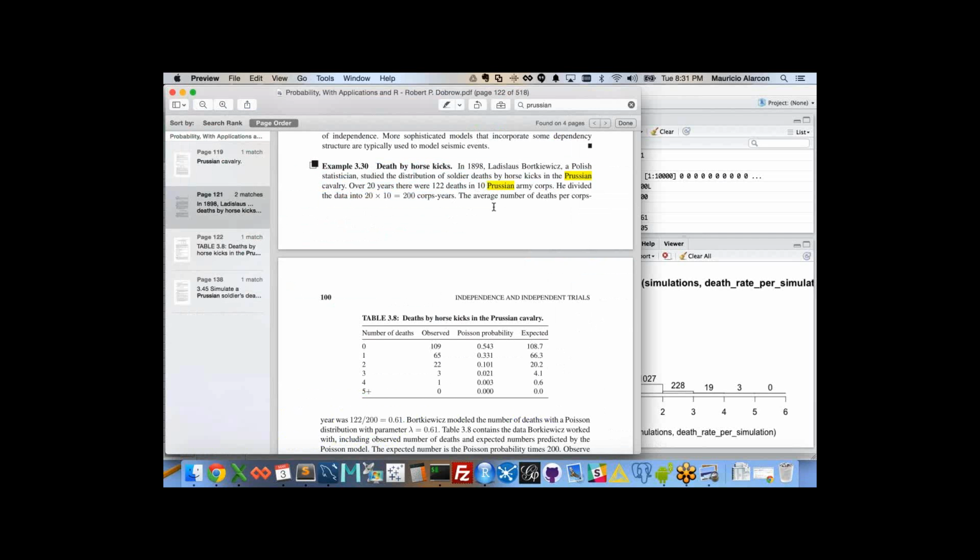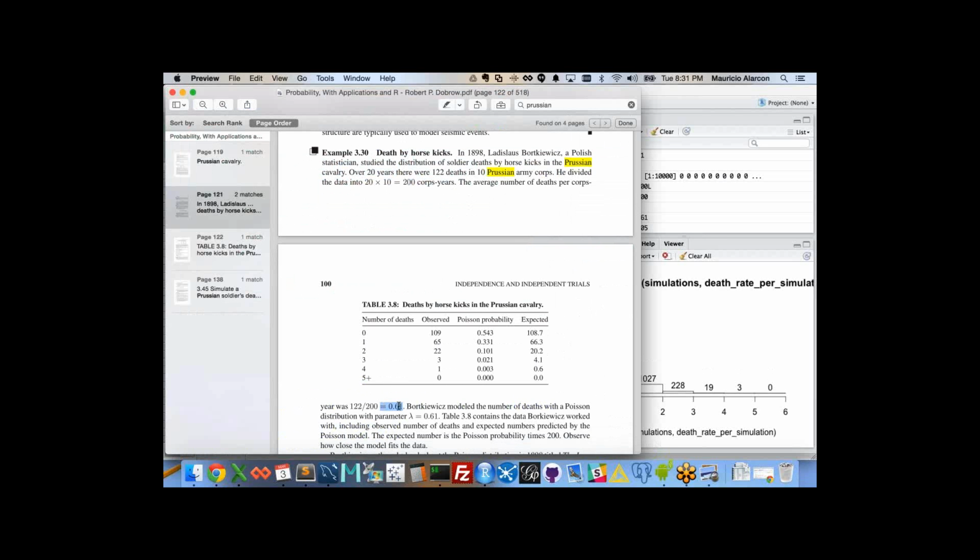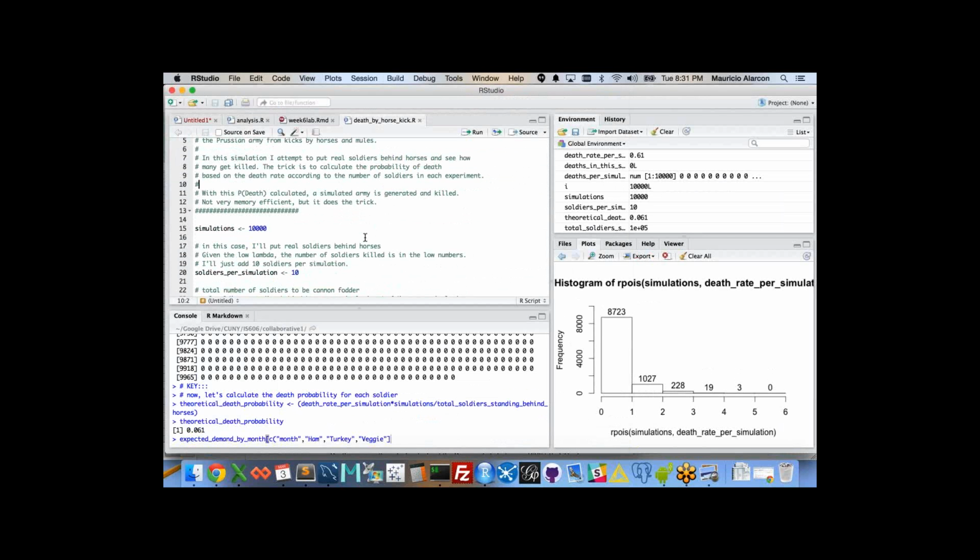So basically, following on, we have these parameters. This guy formulated the Poisson distribution for this series of events, after observing 20 years worth of data, where he found 122 deaths in 10 Prussian Army Corps. And then out of the whole data set, he figured there was a lambda, an average number of deaths per year, of 0.61. So that's what I'm going to try to do a simulation of here.